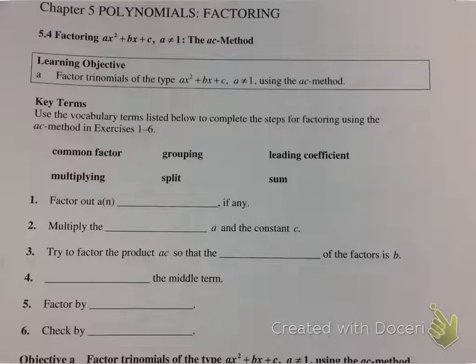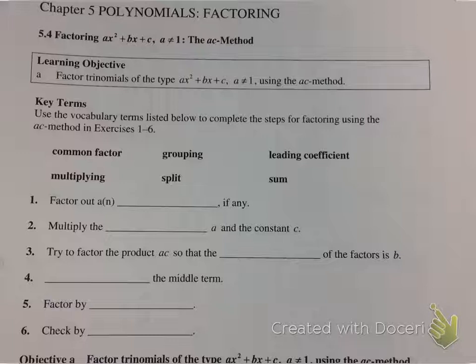In this lesson, we're going to continue our conversation about factoring trinomials where the leading coefficient is not 1. We've already looked at the FOIL or the guess and check method, but now we're going to look at another method called the AC method. So to get us started, let's look at our key terms.